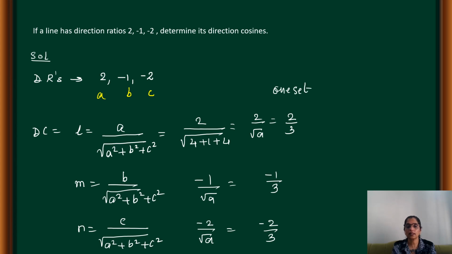What is the second set then? We know how to find the second set. Second set is just going to be the opposite signs, correct? The second set of direction cosines would be minus 2 by 3, plus 1 by 3, and plus 2 by 3. I hope it's clear. This is very easy.